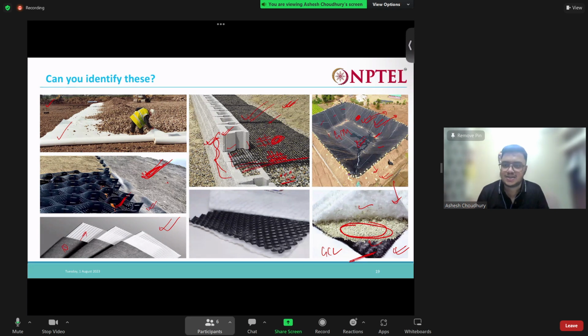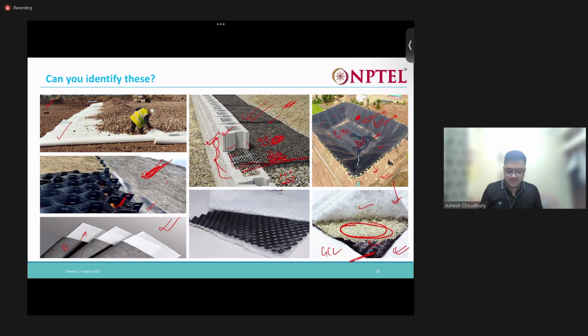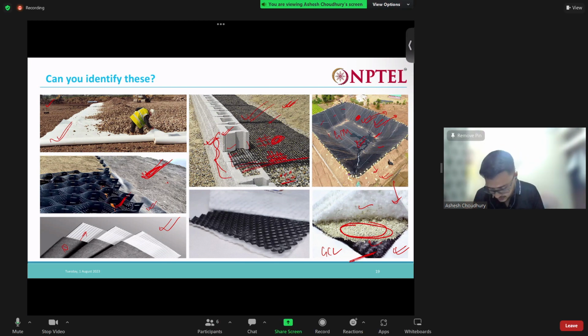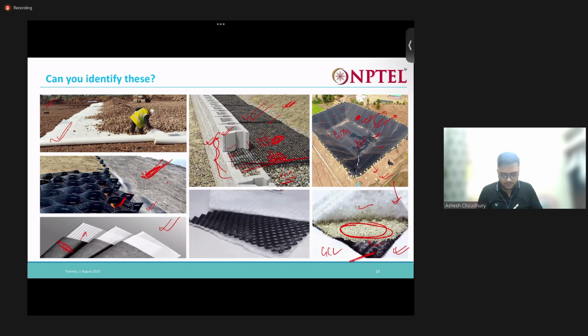You have studied in the first week lecture, you have gone through the lecture, right? You have studied the various types of geosynthetics, and you have already covered geotextile. PVD, yeah, correct, it's PVD. It's nothing but PVD, prefabricated vertical drains. So here you have an outer covering and inside we have a core, right?